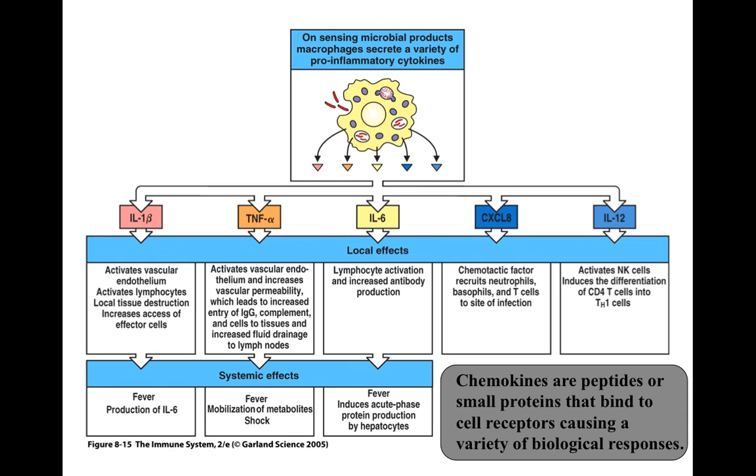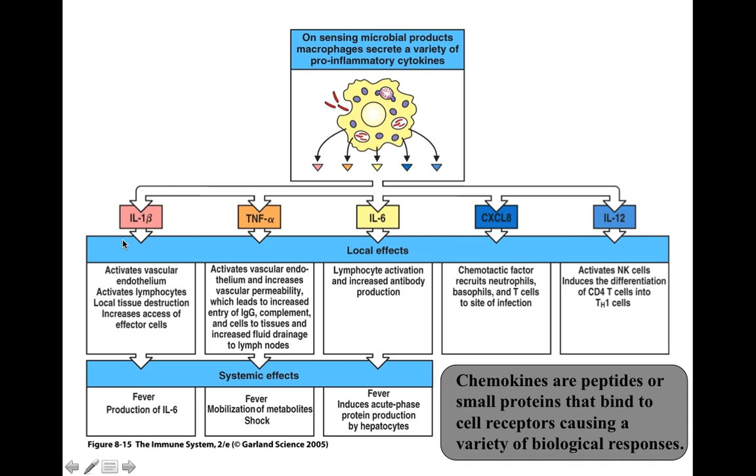So this is just another representation that you can see. These are the different kinds of things that the macrophage can produce. These chemokines. We talked about interferon alpha. There's interleukin 1, interleukin 1 beta. The interleukins are all cytokines. These are really cytokines. They're peptides or small proteins that bind to cell receptors, and they cause a variety of biological reactions. These are their names.